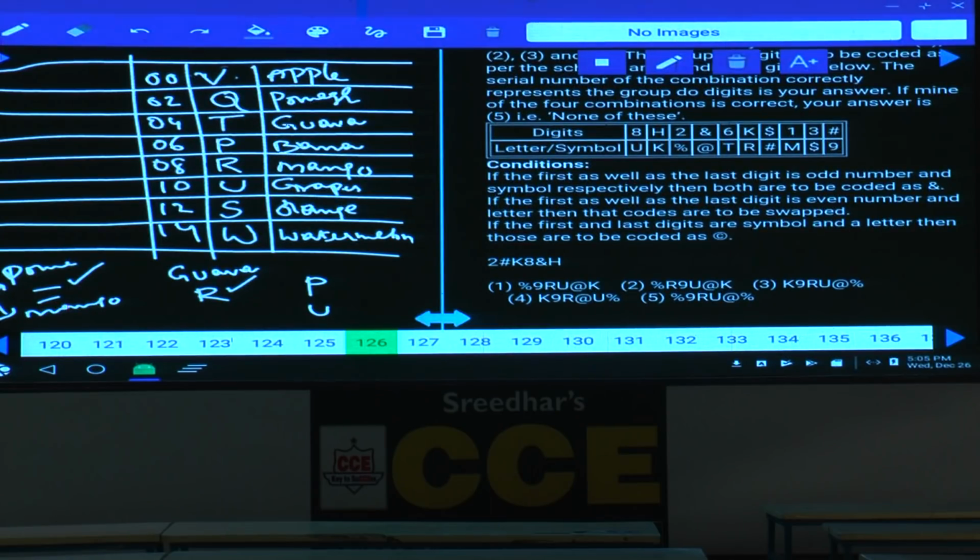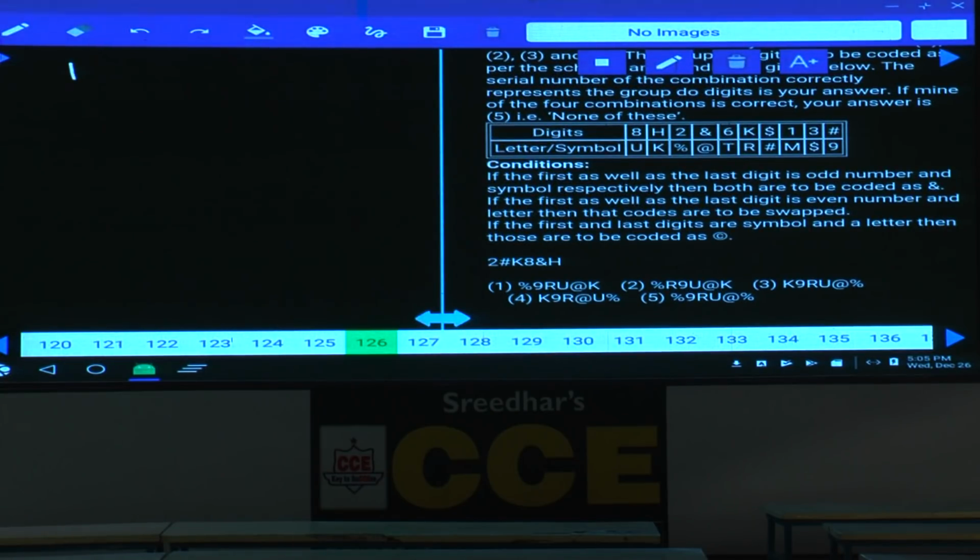Then, what is the information here? All three statements are related to the first and the last only. The first as well as the last digit is odd. The first one is odd and the last one is also odd. Then, if the first one is an odd number and the last one is a symbol respectively, what is the condition here? Both of these two must be coded as N. Done with this, this is the first information.